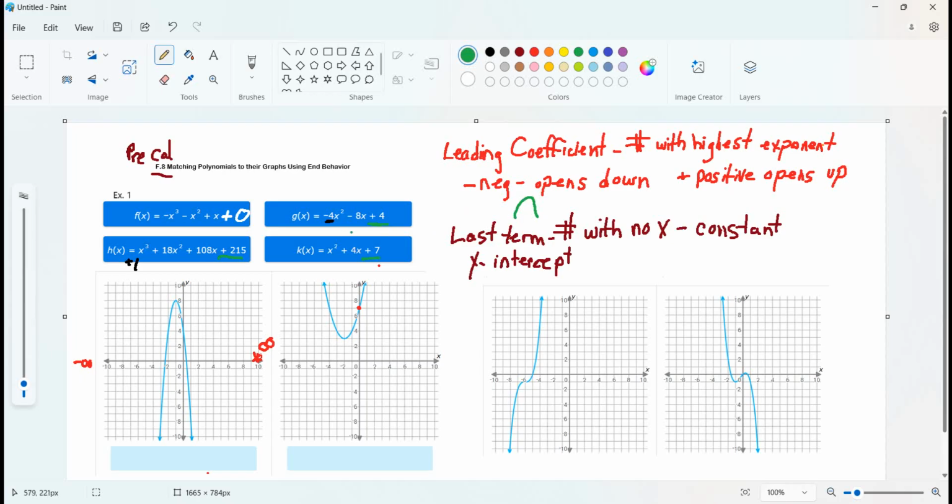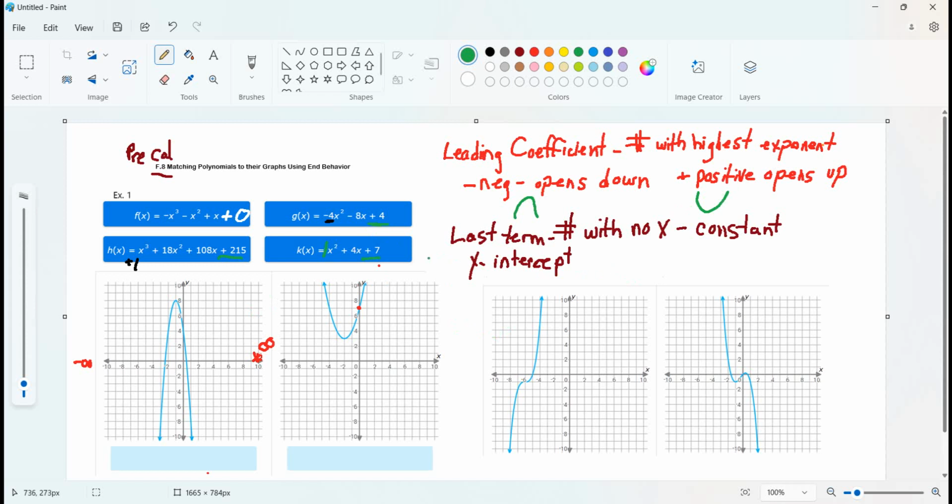We know also that if you have a positive leading coefficient, this is the highest power at x squared. There's no number there. We can assume that there's a positive 1 there. That means if it's a positive coefficient, then the graph will open up. So these are some clues that can help you to match these.